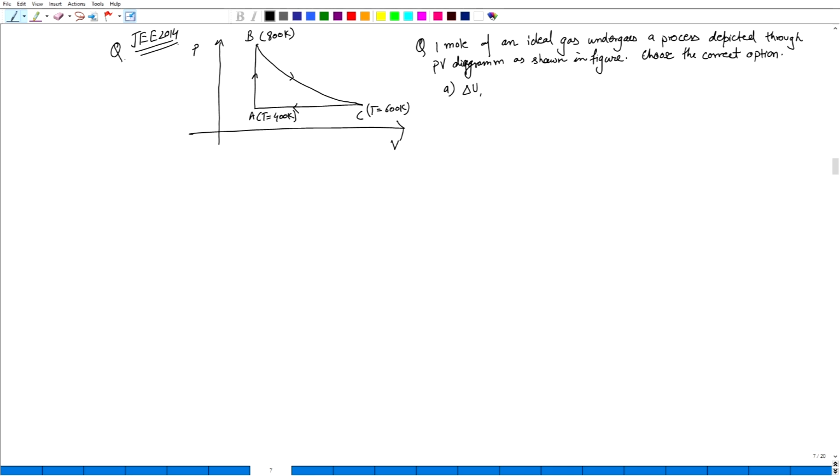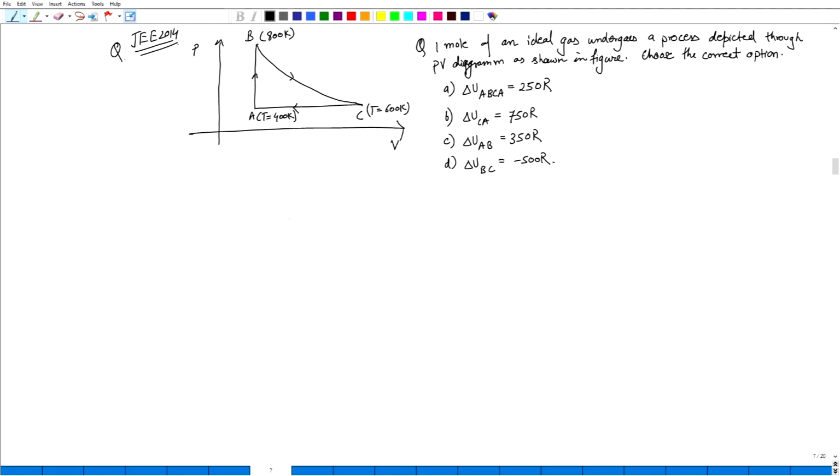Delta U for A B C A is 250 R. CA is taken to be 750 R. AB is given to be 350 R. And another is given to be minus 500 R. So we have to check which option is correct.